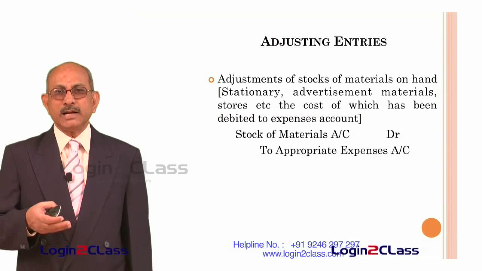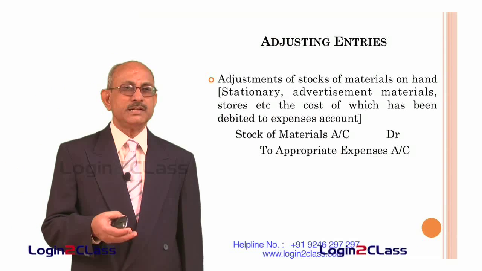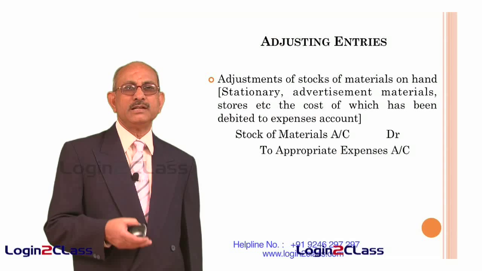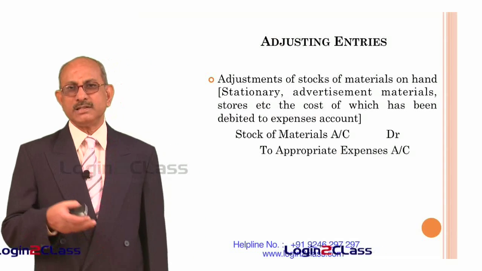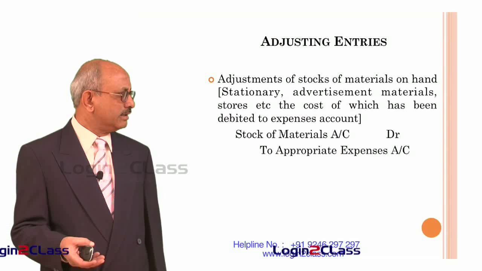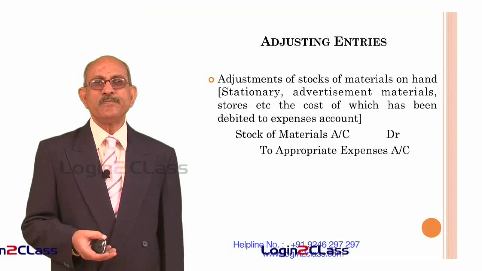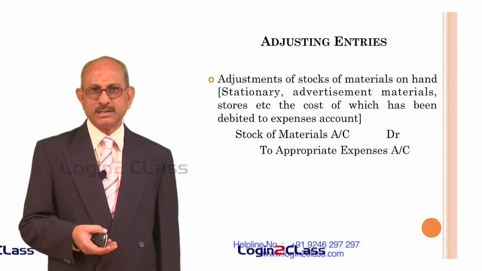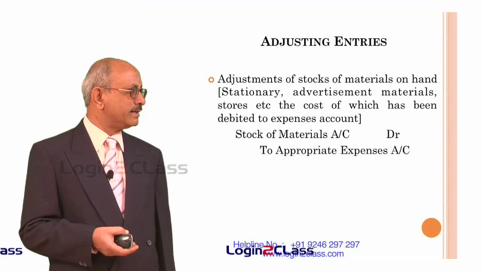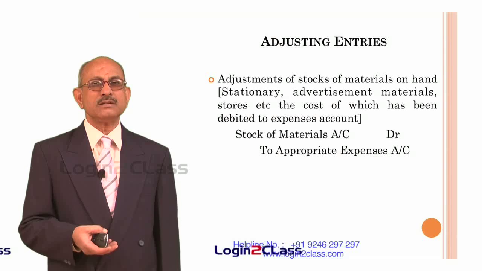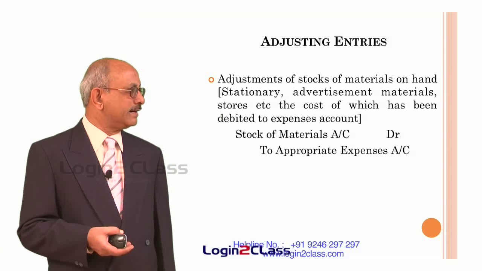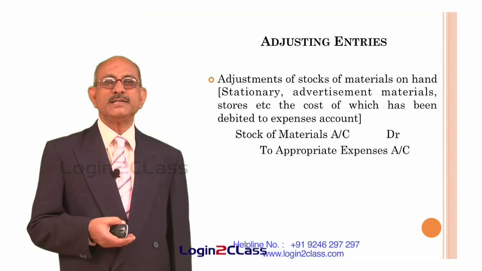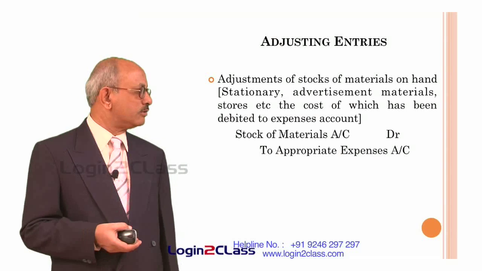That means that particular value which relates to the stocks on hand is an expenditure which is related to the next year. That means this stationery is going to be used in the next accounting year. So that has to be removed from the stationery account debit balance, which has already been debited to the stationery account. So we have to pass appropriate entries. So we have to debit the stock of materials account and credit it to the appropriate expenses account. To that extent, the expenditure under that head will go down.